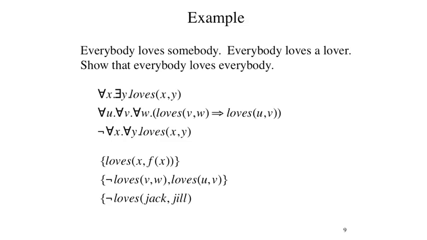As an example, let's consider a case we saw earlier. The premises are shown here. We know that everybody loves somebody, and everybody loves a lover. Our goal is to show that everybody loves everybody. In order to do that, we negate this conclusion and add it to our set of premises. Now we convert to clausal form, leading to the clauses shown below. Note that we have a Skolem function in the first clause, and we use Skolem constants, actually two Skolem constants in the last, one for x, one for y.